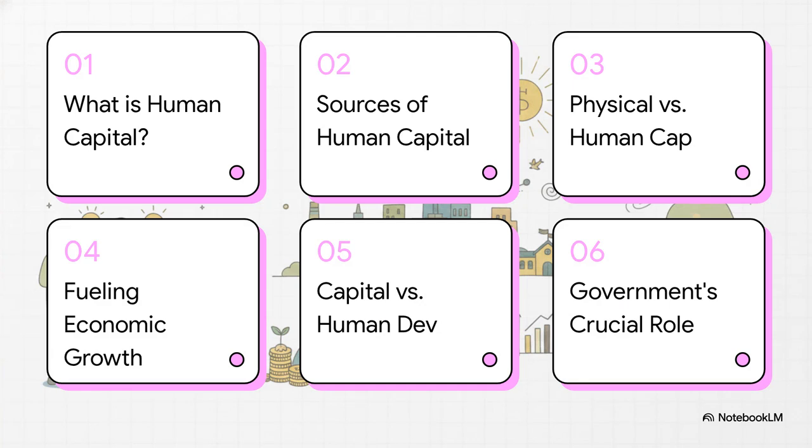Here's our quick roadmap for today. Number 1, what is human capital? 2, the sources of human capital. 3, physical versus human capital. 4, fueling economic growth. 5, capital versus human development. And finally, 6, the government's crucial role. All right, let's jump right in.